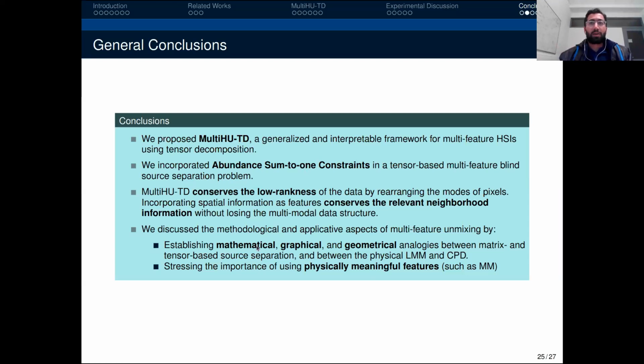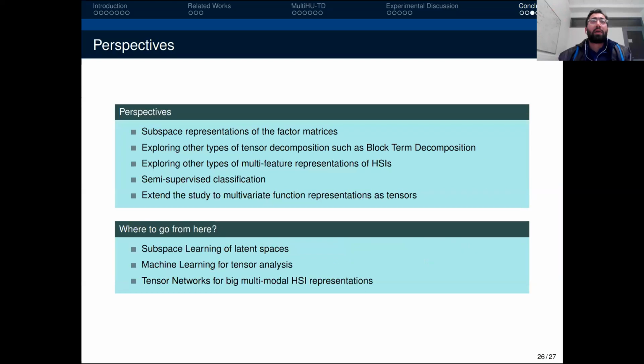We explain mathematically, graphically, and geometrically these kind of correlations, analogies between tensor-based and matrix-based techniques. So it's an extension of the matrix-based techniques to multimodality. We stress the importance of using physically meaningful features, like what we saw with patches and mathematical morphology.